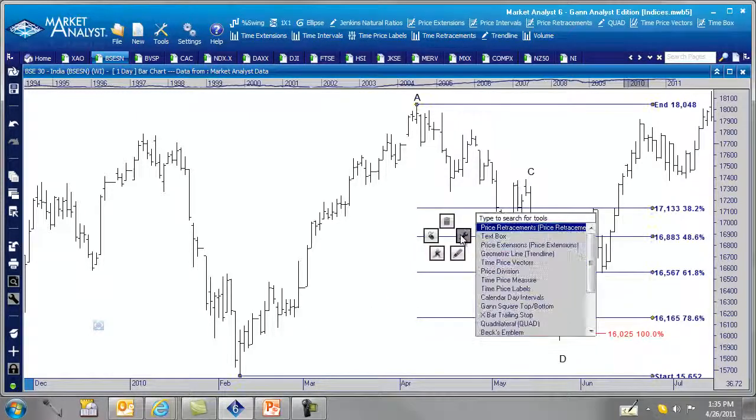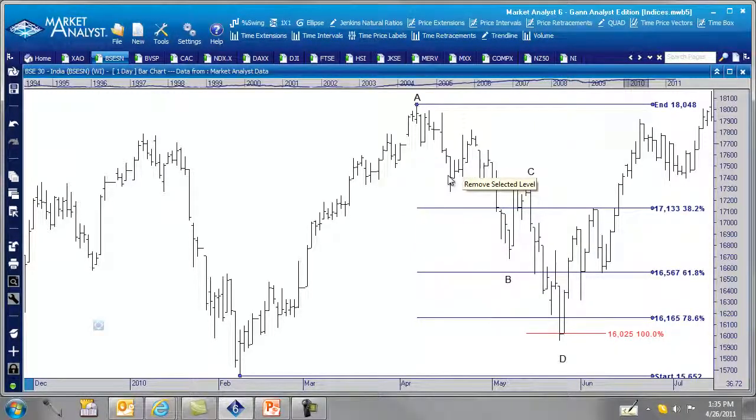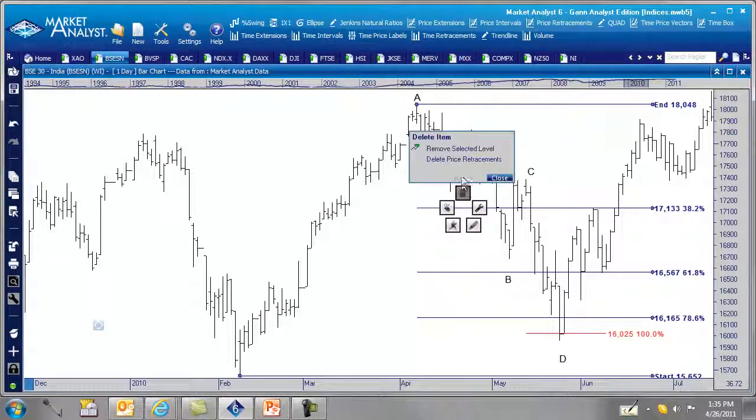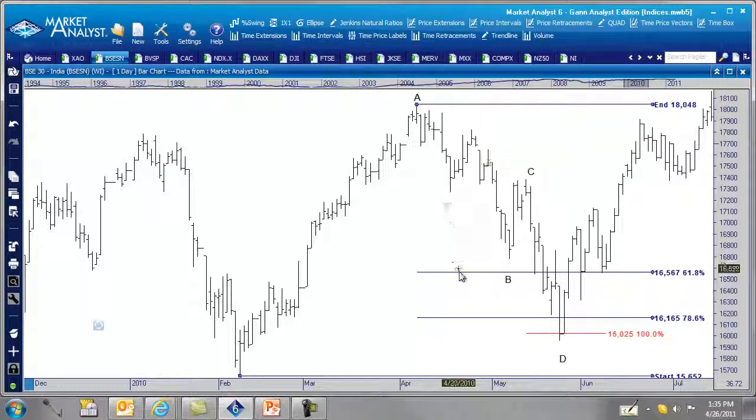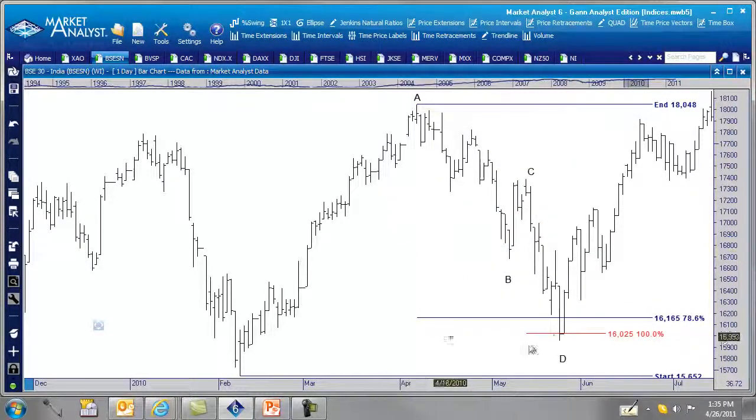To get rid of the Fibonacci retracements, simply go to remove selected level, right click, trash selected level. There you go. So we've got the 786 left here, and that's all we really care about at this point because this is a TCG 786. This creates a zone from here, the 786, down to the D point price projection.